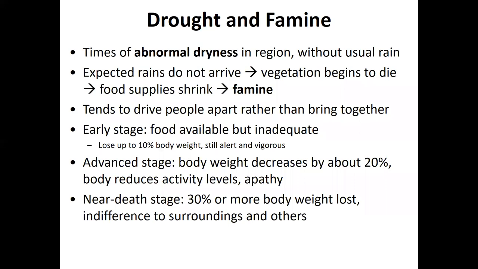In the early stage of famine, food is available but inadequate. People lose up to 10% of their body weight. They're still alert and vigorous. During the advanced stages of a famine, body weight decreases by about 20%, and the body reduces activity levels and apathy begins to set in. Then there's the near-death stage, 30% or more of the body weight is lost, and there's indifference to surroundings and others.